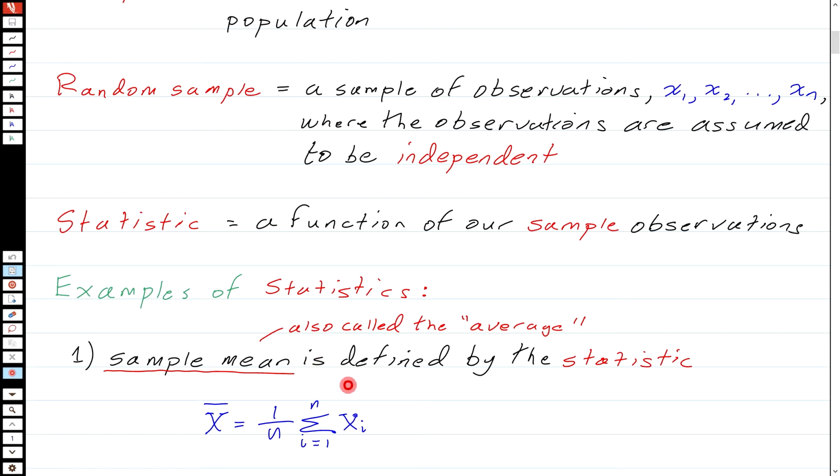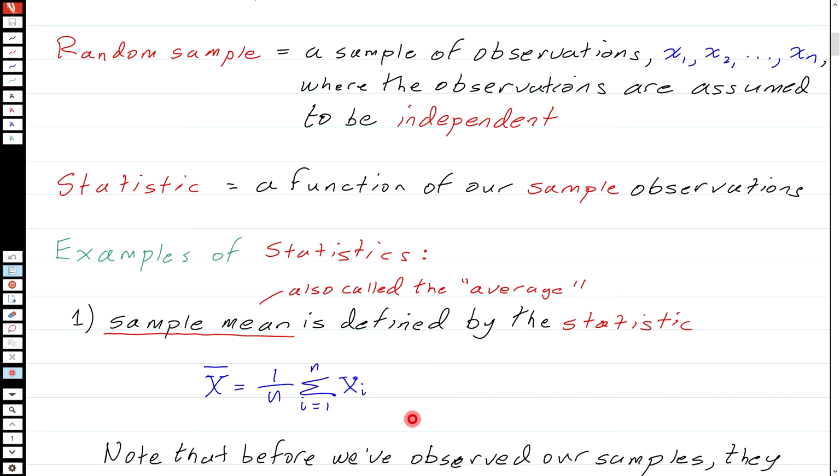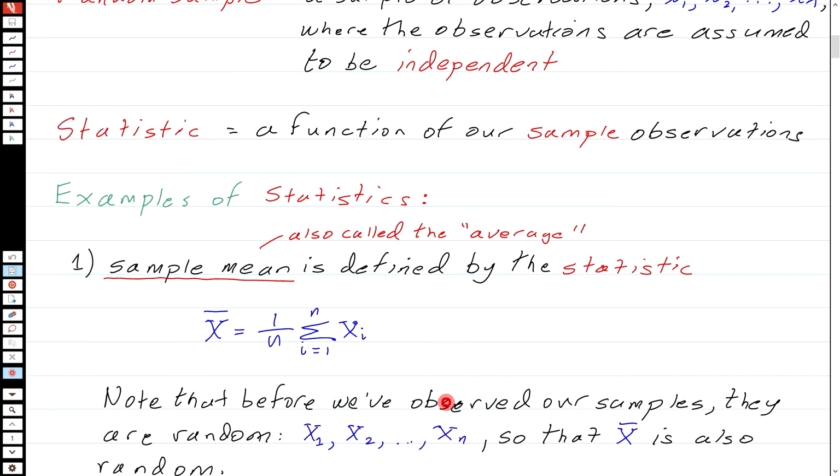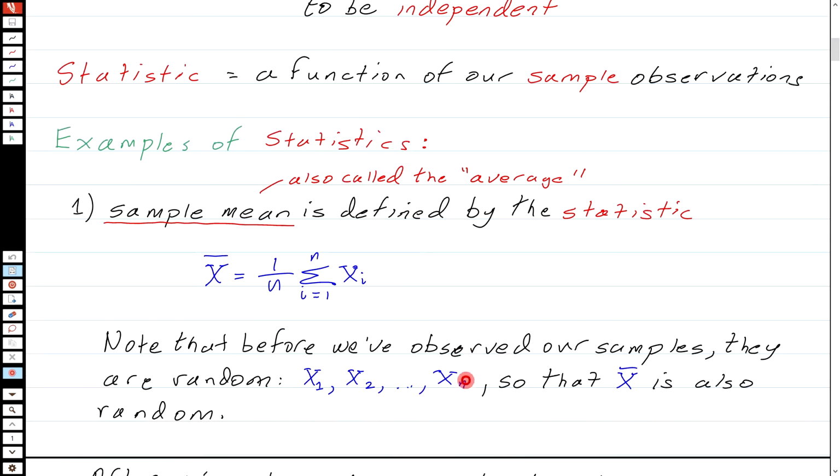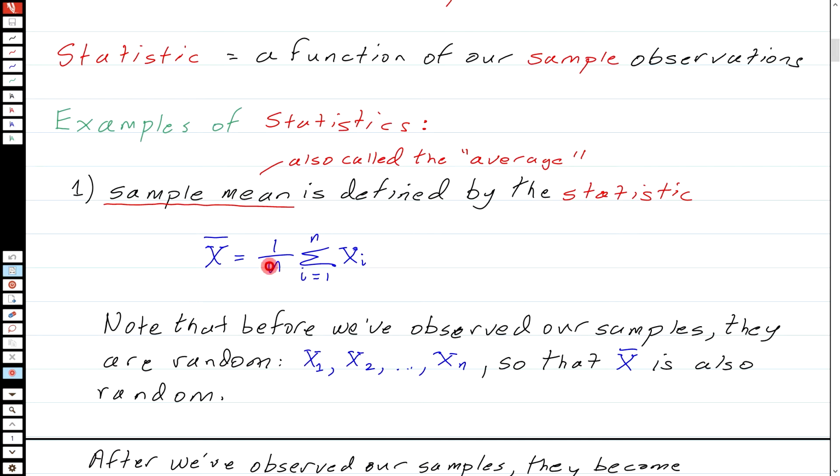One is the sample mean, also called the average, which is defined as x bar equals 1 over n times the sum of the xi's, the sum of my observations. As I mentioned before we've observed the samples, they are random, so I'm going to use capital X's to denote the values of my observations before I've observed them, and those values, of course, are unknown and therefore random. And that means x bar is also random. And so we can talk about the distribution of this x bar. We talked about this a little bit in the last lecture of week 7, so our previous lecture.